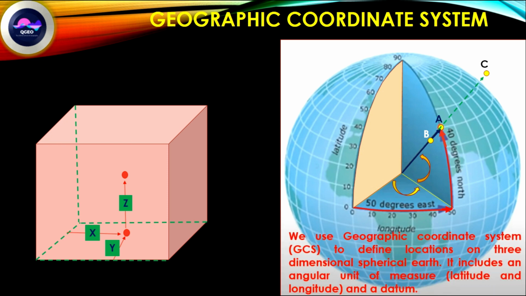We use the geographic coordinate system, GCS, to define location on the three-dimensional spherical earth. It includes an angular unit of measure, that is latitude and longitude, and a datum.